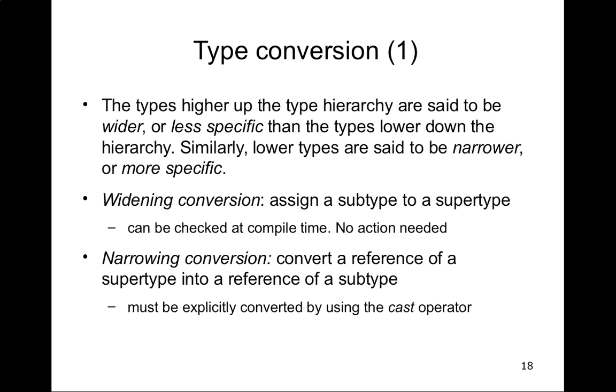Or I can have all these different types that are associated with dinos, and they all come from dino. So if I'm going to make an array of dinosaurs, they're all going to be dino, because all those dinosaurs can be converted to dinos. So it makes it a wider type. Widening conversion, assigning a subtype to a supertype. Yep, can be checked at compile time, no action needed.